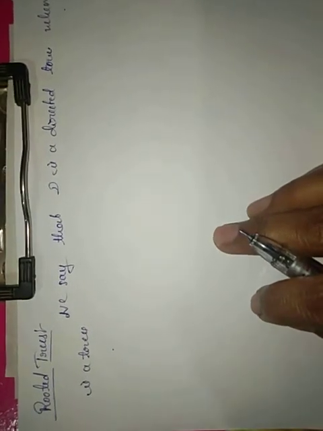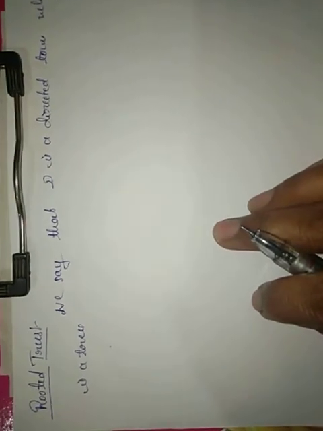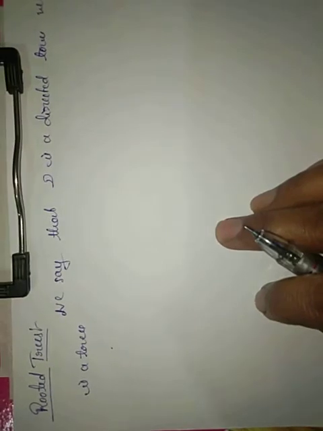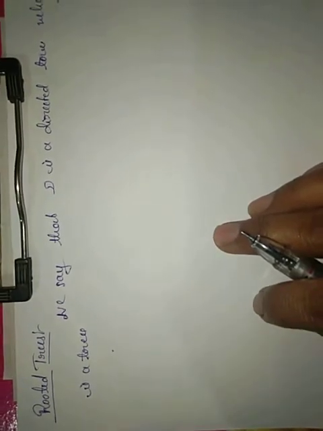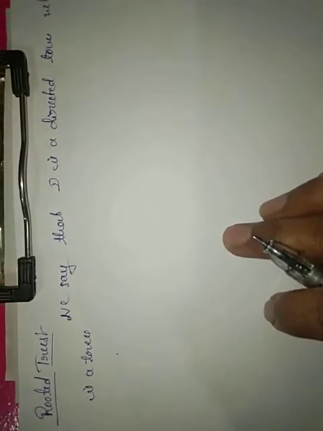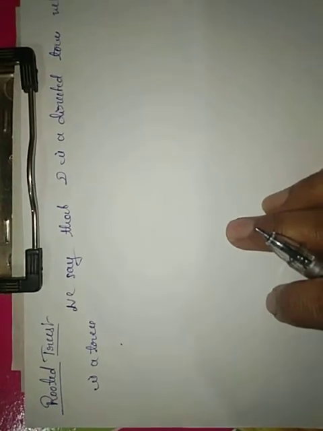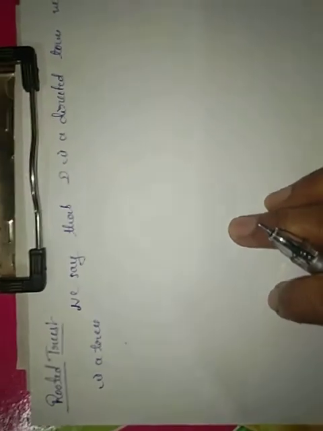A directed tree is a directed graph whose underlying graph is a tree. Suppose G is a tree, and if the edges are directed, then it is called a directed tree. So let D be the directed graph and G its underlying graph. Then we say that D is a directed tree whenever G is a tree.